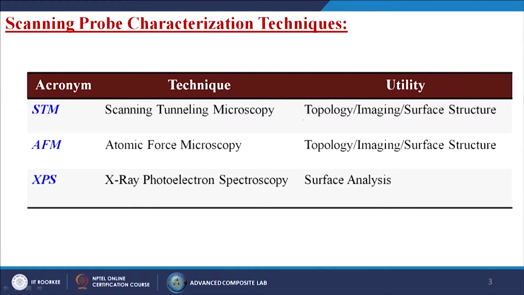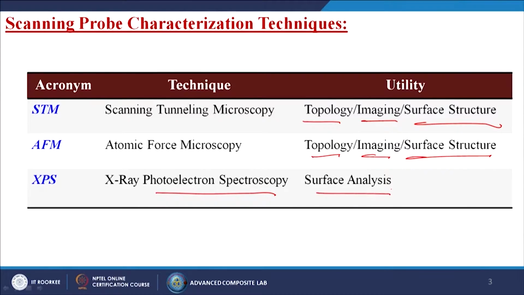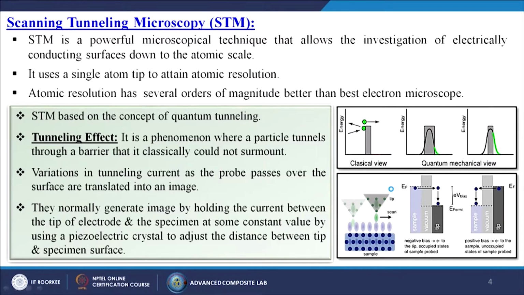So, first, what are scanning probe characterization techniques? Generally, STM, scanning tunneling microscopy, will give you information about the topology, imaging or the surface structure. AFM, atomic force microscopy: topology, imaging or the surface structure. Then the last one is XPS, which is the latest technology, the latest characterization. X-ray photoelectron spectroscopy will give you the surface analysis of that particular material.